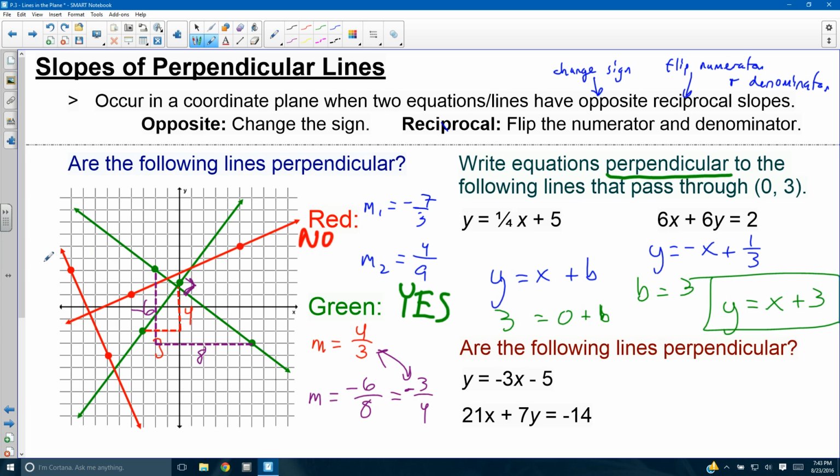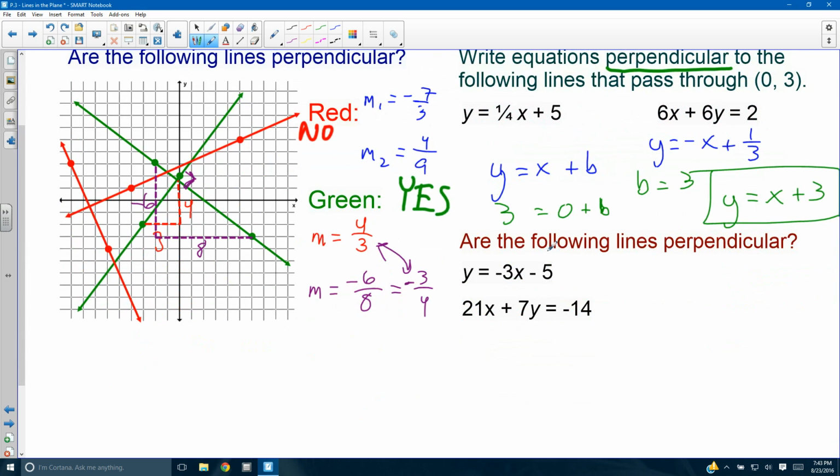Awesome. Okay, last thing. Are the following lines perpendicular? Same idea as we were talking about before. You have to put this into slope-intercept form, figure out if the slope here is the opposite reciprocal of the slope here, and then you're in good shape. Then you say yes. It doesn't matter if the y-intercepts are the same or different. They can be the same. Keep that in mind.